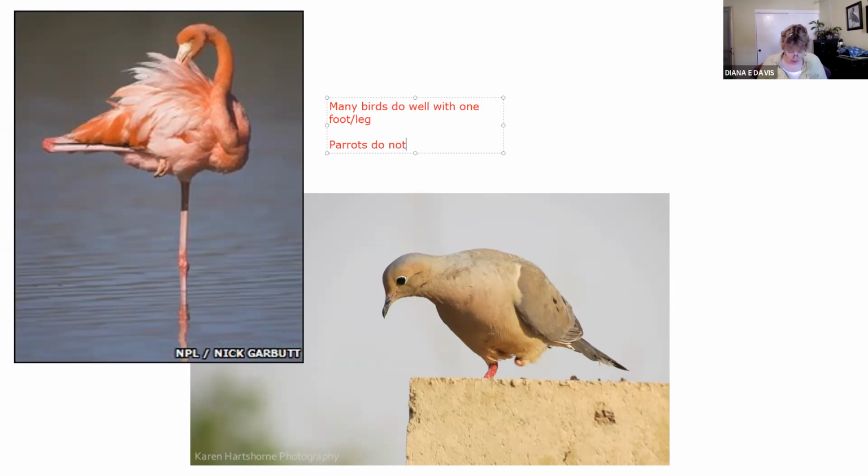Parrots do not do well with only 1 leg. They use their feet like we use our hands. So they really do need to be able to manipulate things with their feet. I've heard of some in captivity that manage with 1 foot, but most of the time, not so much.